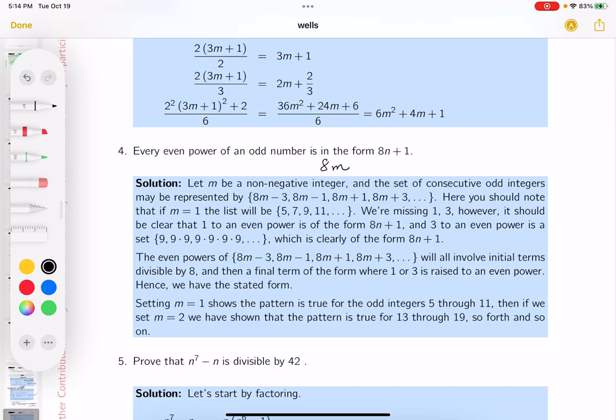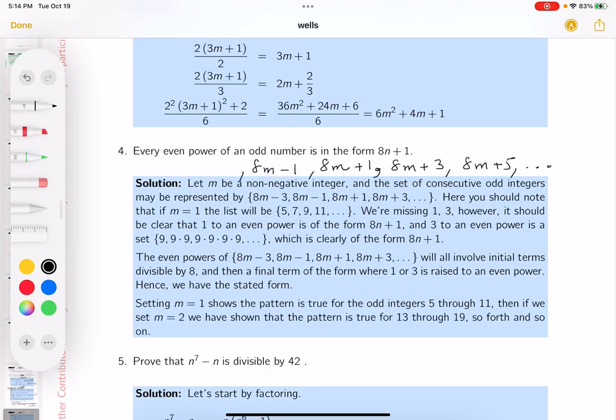8m is not odd. To make 8m odd, all you have to do is add 1 to it. Then the question becomes, what's the next odd number? Well, you should realize that odd numbers go up by 2. So the next odd number would be 8m plus 3. The next odd number would be 8m plus 5, and you could do this forever, but I have no desire to do so. You could not only go up by 2, you could go down by 2. So what's down by 2 from 8m plus 1 would be 8m minus 1.